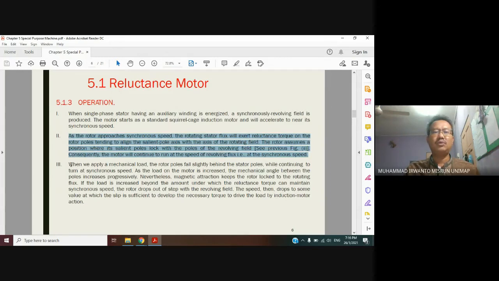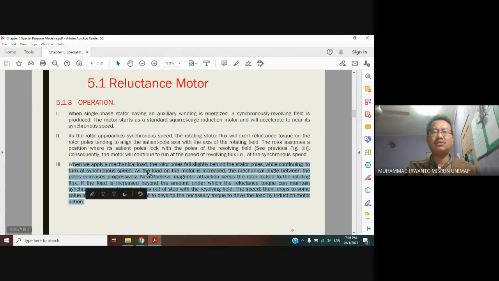When we apply a mechanical load, the rotor field falls slightly behind the stator field while continuing to turn at synchronous speed. As the load on the motor is increased, the mechanical angle between the poles increases progressively. Nevertheless, magnetic attraction keeps the rotor locked to the rotating flux.